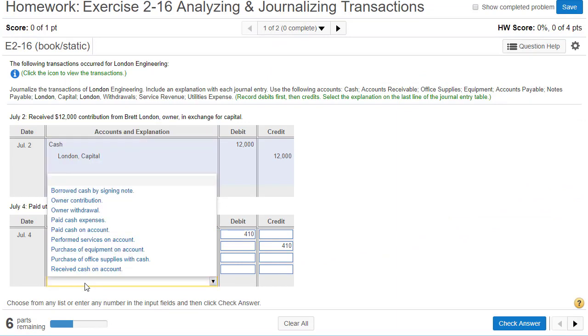And our explanation, let's see what we got here. Paid cash expenses.